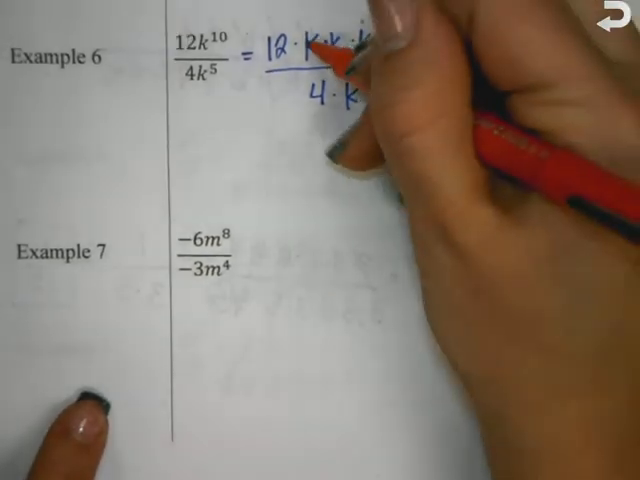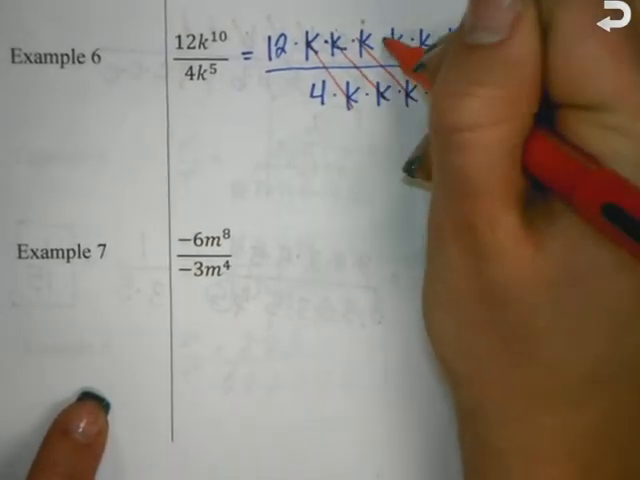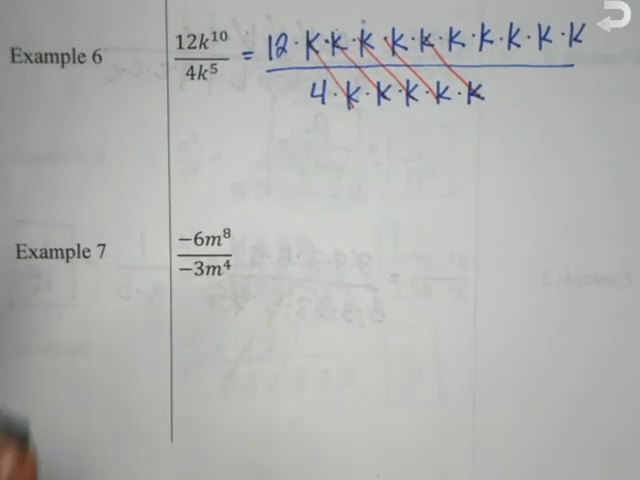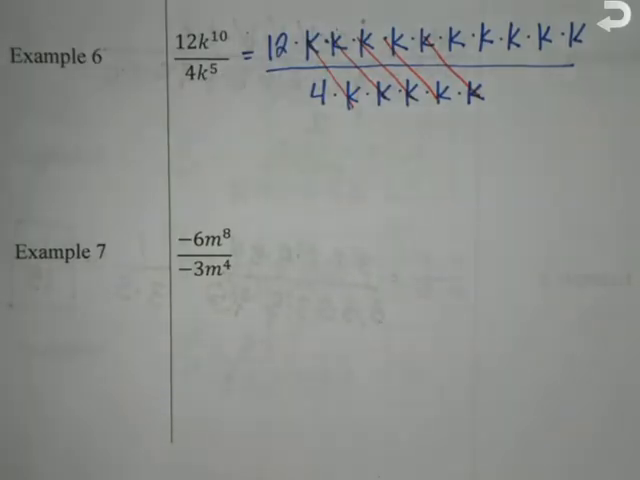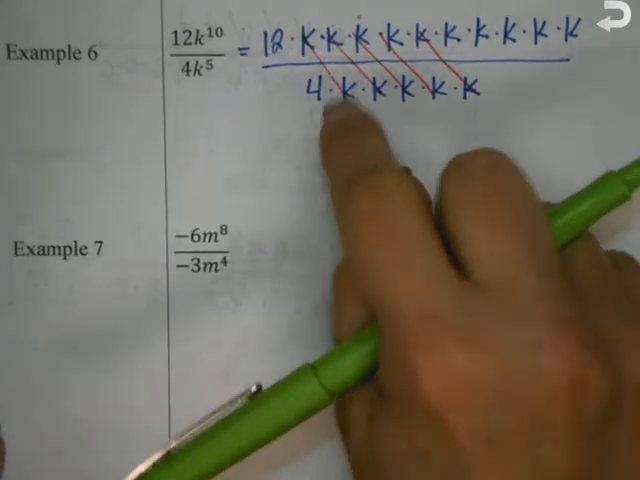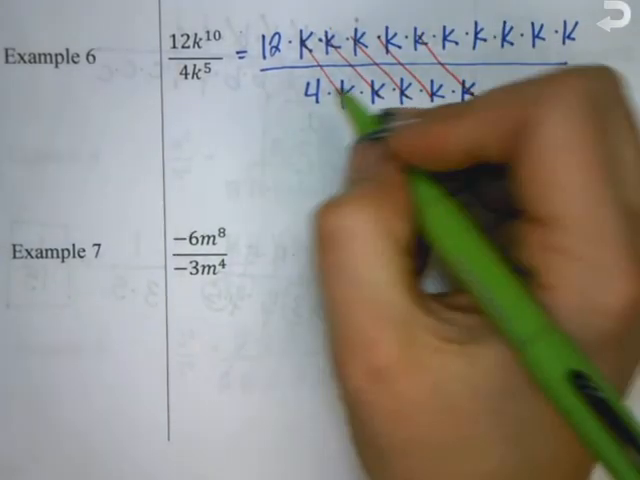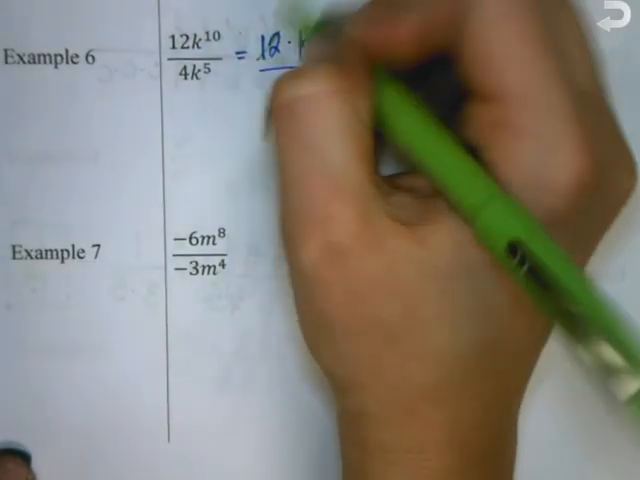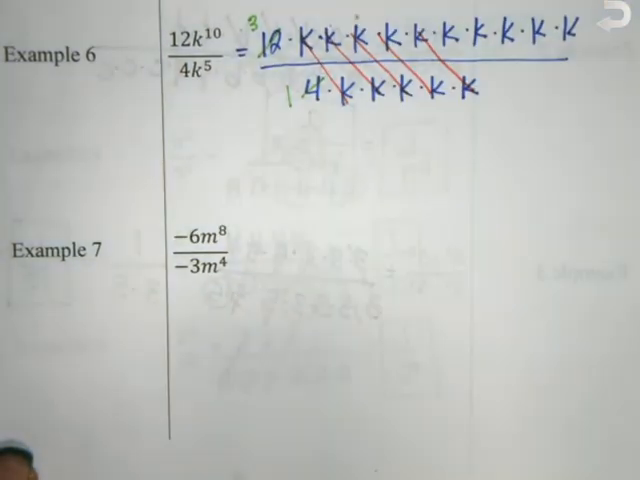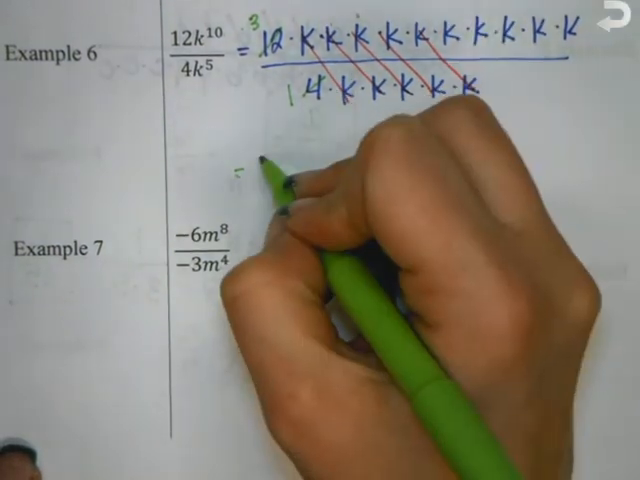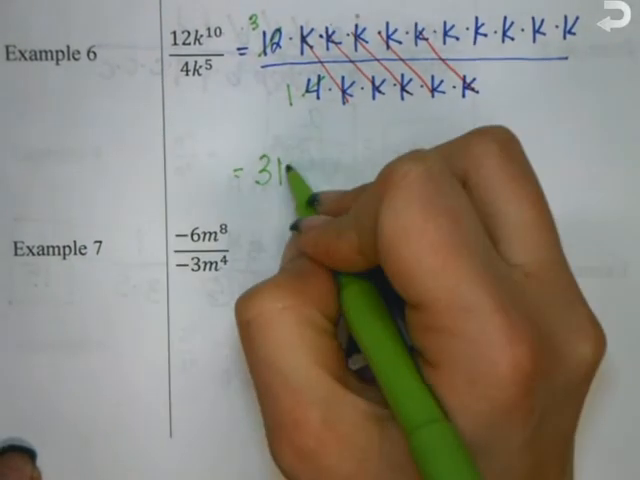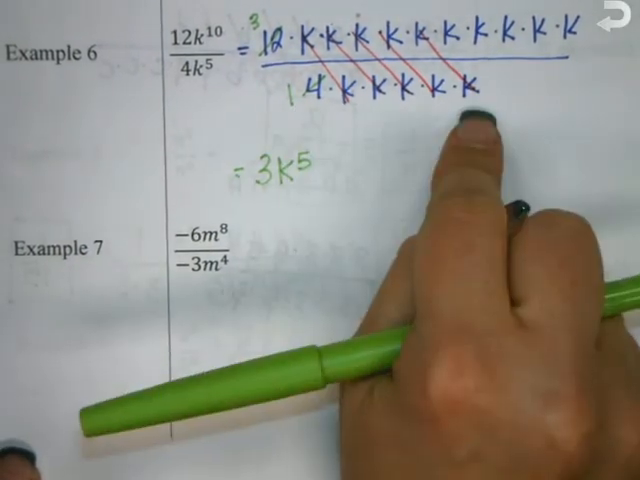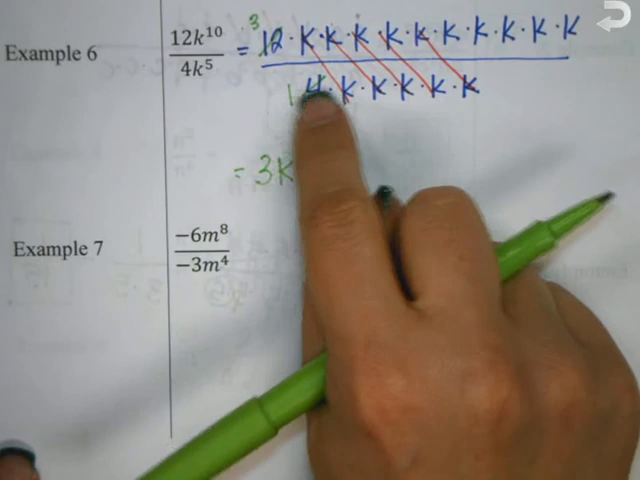What goes into both 12 and 4 equally, Brittany? 4. 4 goes into 4 how many times? 1. And 4 goes into 12? 3. So what would my answer be? 3k to the 5th. What's in the denominator? A 1. Do I have to write it? No. So 3k to the 5th. Who got that correct? Very nice. Good job.